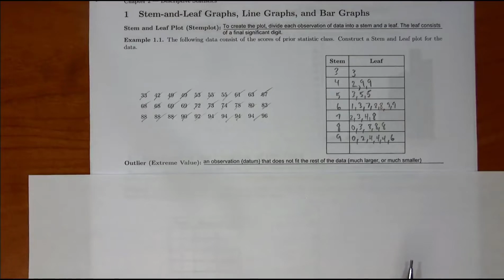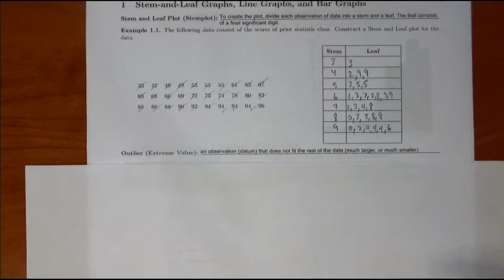Okay, so an outlier usually indicates something weird happened. Well, in this case, somebody skipped the test, so that is something weird happening. Outliers aren't necessarily wrong, but they sometimes indicate that something funny is going on. So they're always worth giving a second thought to.